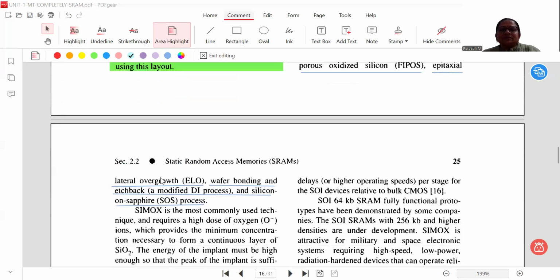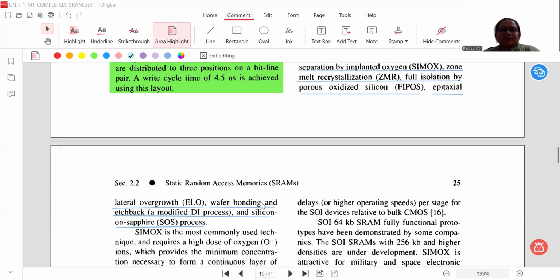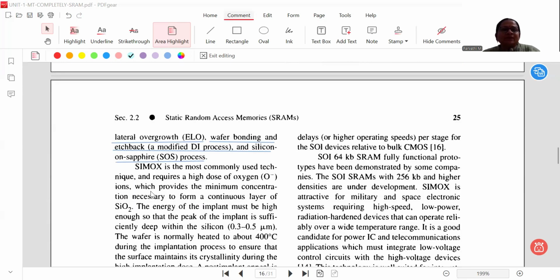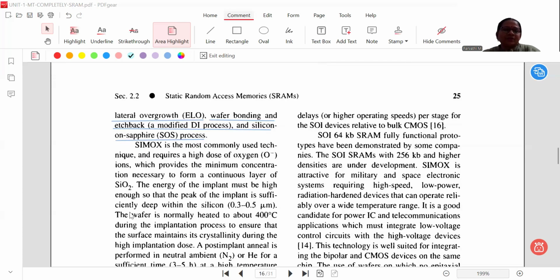So, the separation by implanted oxygen is the most commonly used technique and requires a high dose of oxygen. High dose of oxygen can be represented as O minus ions, O negative ions, which provides the minimum concentration necessary to form a continuous layer of SiO2. So a high concentration of oxygen will be taken, and it is formed above as a continuous layer of SiO2.